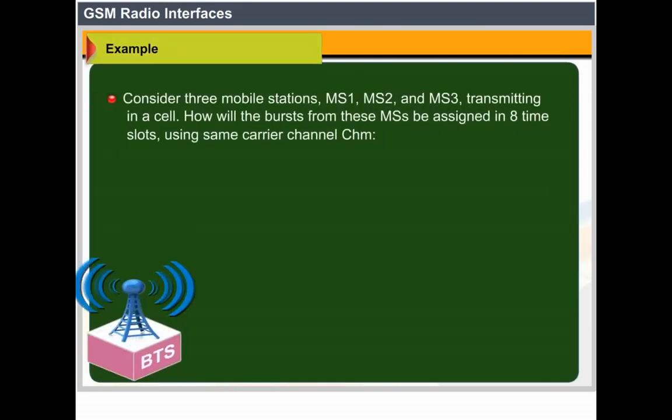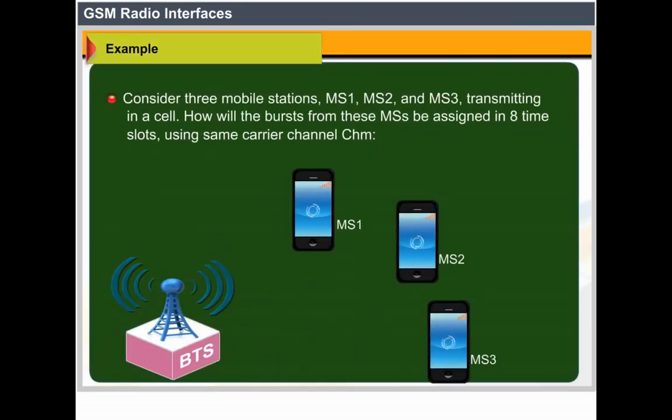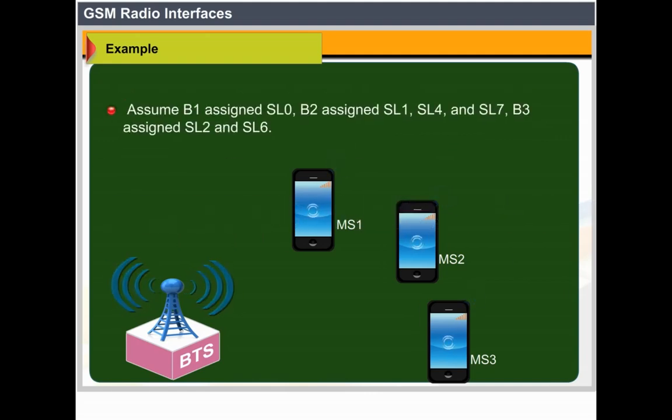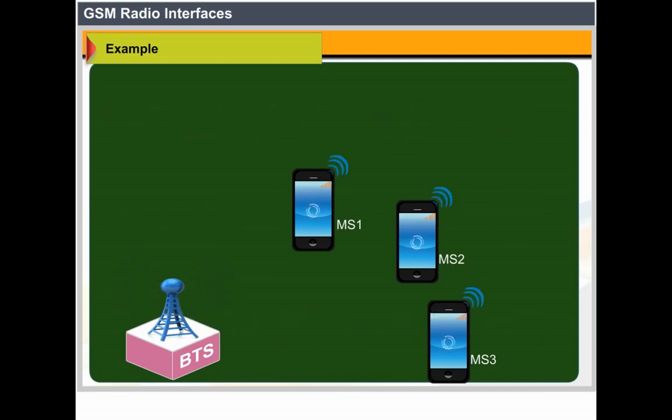Consider 3 mobile stations MS1, MS2 and MS3 transmitting in a cell. How will the bursts from these MSs be assigned in 8 time slots using the same carrier channel CHM? Assume B1 assigned SL0, B2 assigned SL1, SL4 and SL7, B3 assigned SL2 and SL6. Assume B1, B2 and B3 are the data bursts of MS1, MS2 and MS3 respectively.